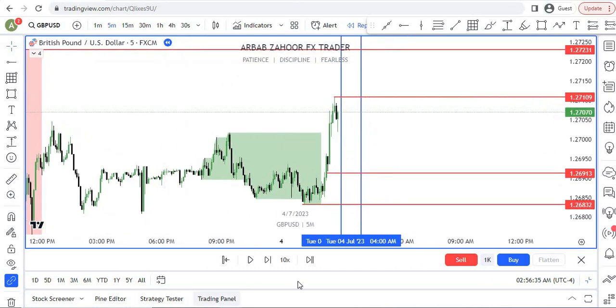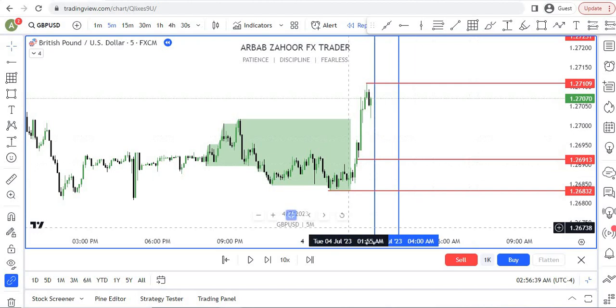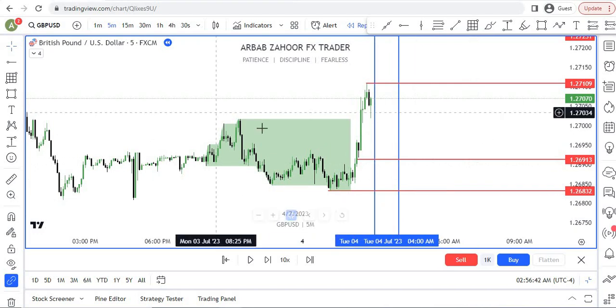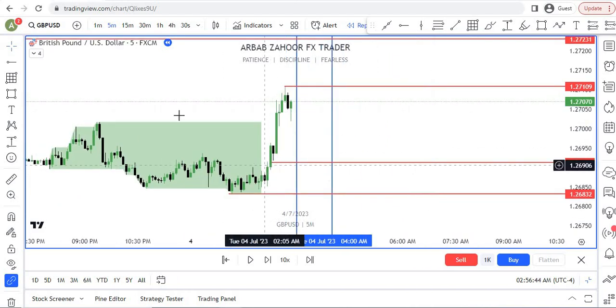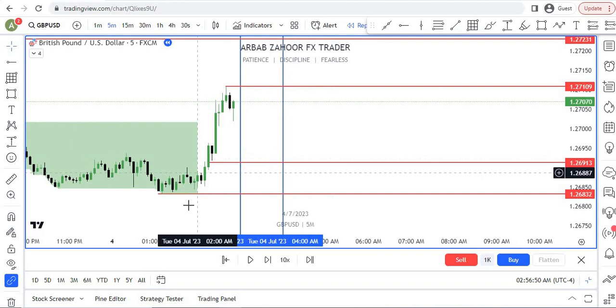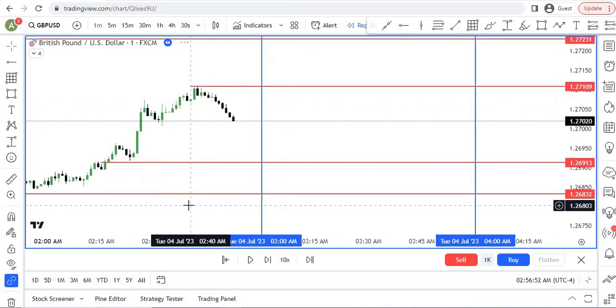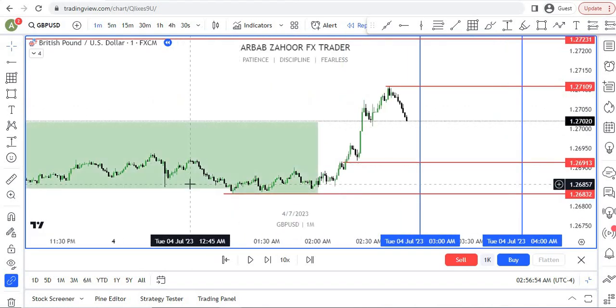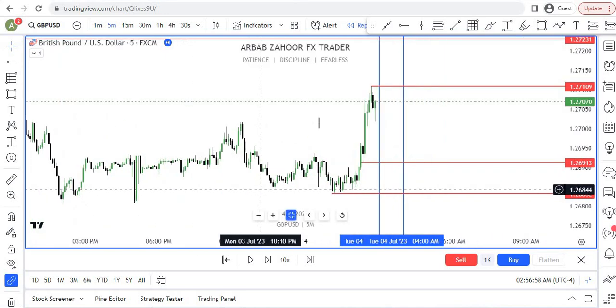Okay guys, we came to 4th July Tuesday, before our 3 a.m. ICT silver bullet time, and we marked out our recent liquidity areas, and we moved to the 1 minute time frame. As we will see, there are multiple confluences. I will show you one thing.